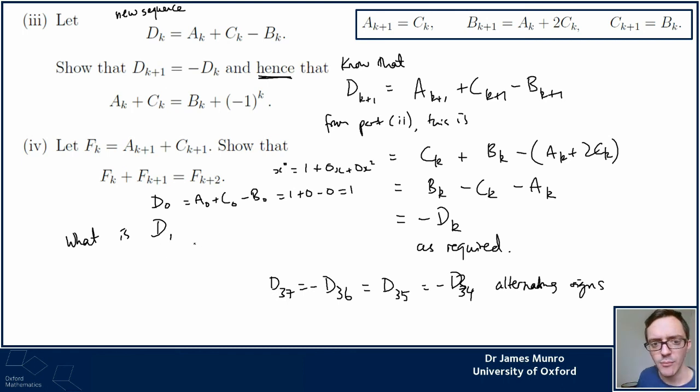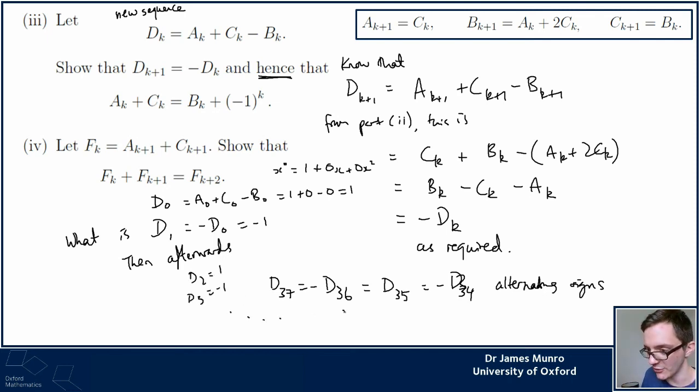d1, well, we've just shown with a lot of algebra that it's minus d0, which is minus 1. Then afterwards, d2 will be 1, d3 will be minus 1, and so on, until we get to 34. So the signs alternate, and it starts at 1. That means that it's plus or minus 1. A lot of thinking to make sure we write that down neatly.